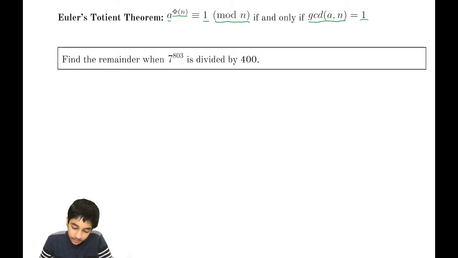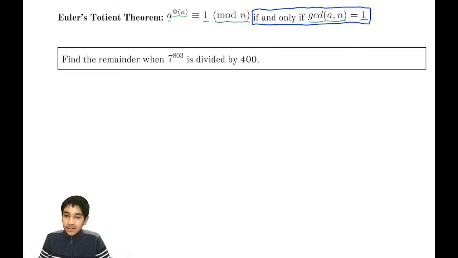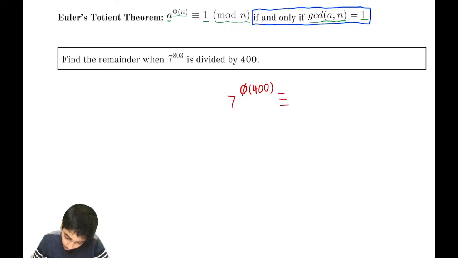So basically, we have a to the power of the totient of a number is going to be 1 mod n if, this is a very important condition, and only if the GCD of a and n is 1. This is a very important condition, don't miss this. So the idea is that 7 to the power of totient of 400 is going to be congruent to 1 mod 400.